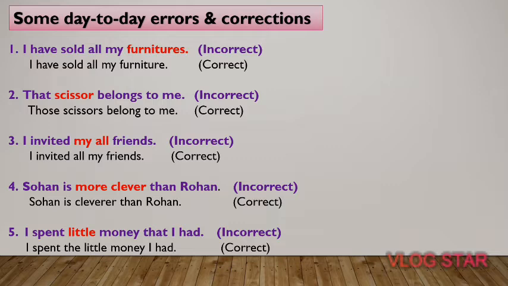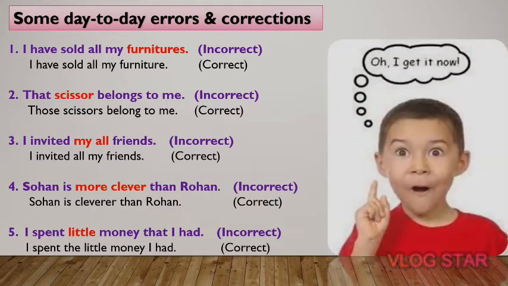So when we are using "I spent little money I had," it suggests here that little stands for no. So the meaning of the sentence becomes "I spent no money that I had," which actually doesn't make any sense. Therefore, that particular sentence is incorrect. Now what's going to be the correct sentence? The correct sentence is going to be "I spent the little money I had."